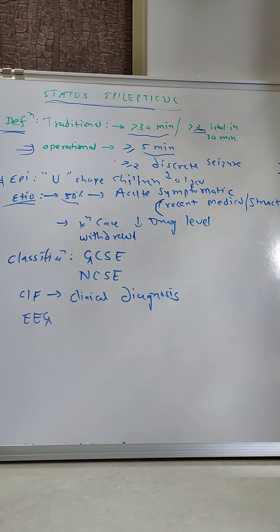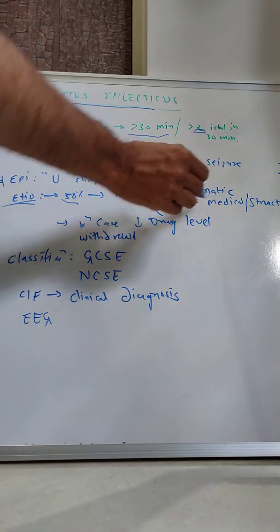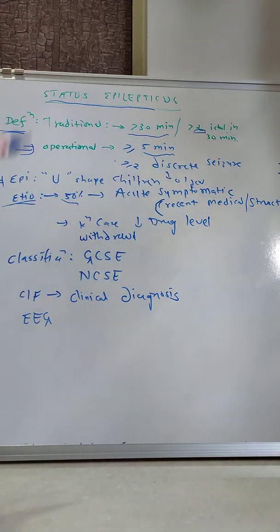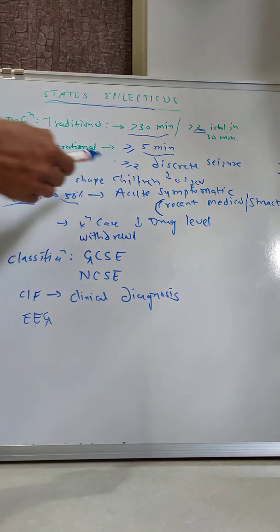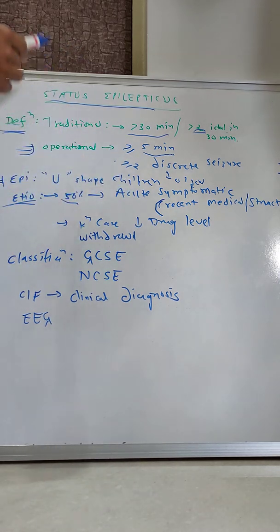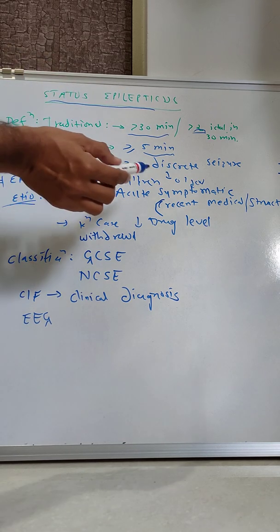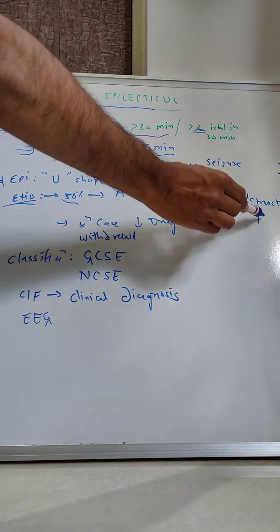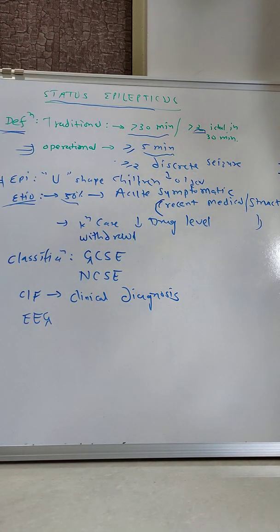What are acute symptomatic seizures? Acute symptomatic seizures are due to any recent medical or structural conditions. For example, a patient having acute hyponatremia: that is an acute, recent medical condition leading to seizures. They are more likely to have status epilepticus than patients who have an old epilepsy. A patient with an acute structural lesion, like an acute stroke, is more likely to have status epilepticus if they get seizures at all.